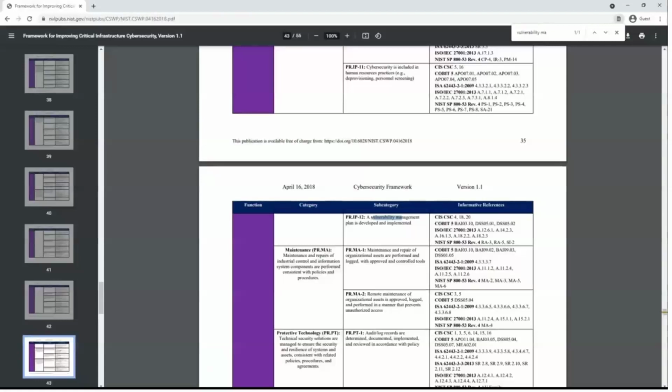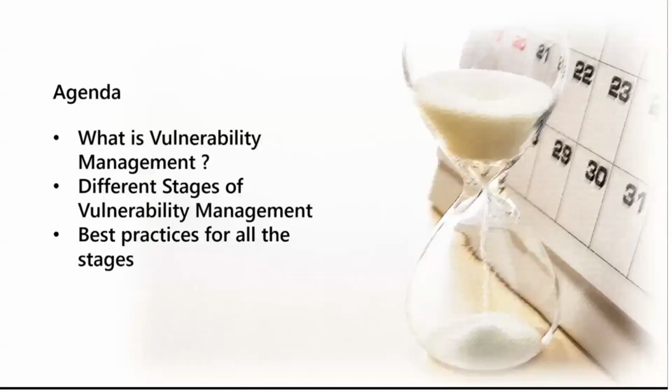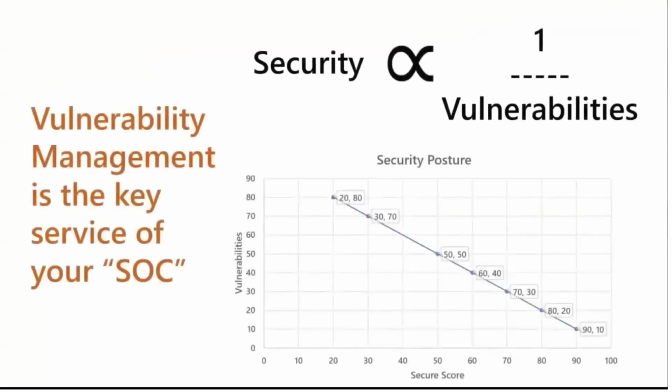either it is the operating system, firmware, or any other application. So if you see the NIST cybersecurity framework or critical infrastructure cybersecurity version 1.1, you see the vulnerability management, and it is part of enforcing the critical infrastructure cybersecurity. We can understand the importance of this topic from its prime place in the cybersecurity framework.